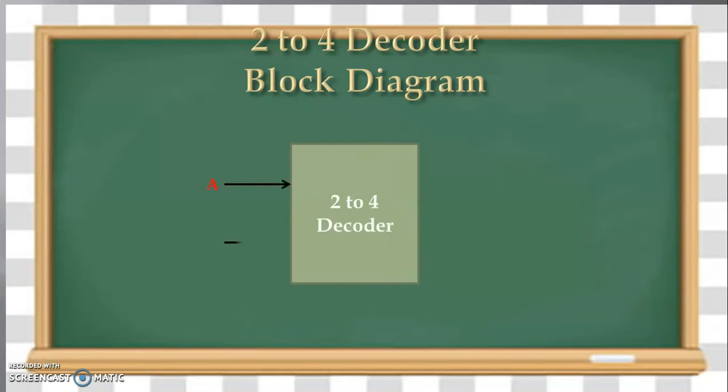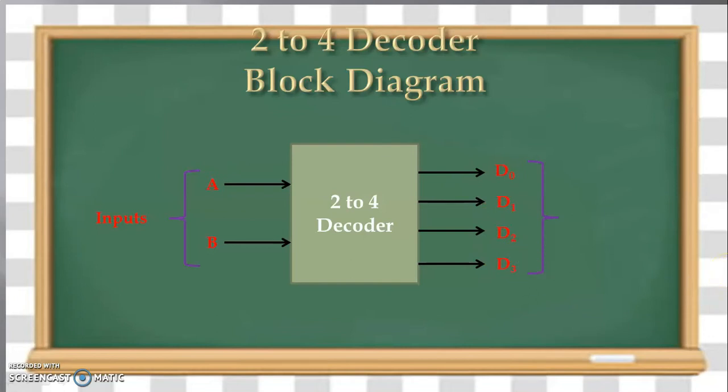We have 2 inputs, A as well as B. And as I said, if we have 2 inputs, then a maximum of 4 outputs are possible, and these are known as output data lines: D0, D1, D2 and D3. So coded data at the input side is transferred, based on the input combination, to any one selected output line, that may be D0, D1, D2 or D3.